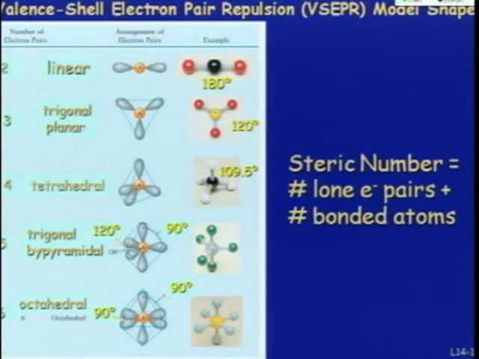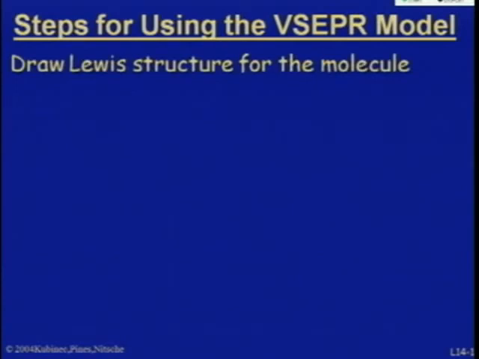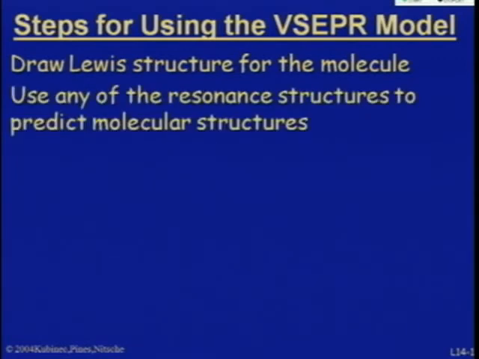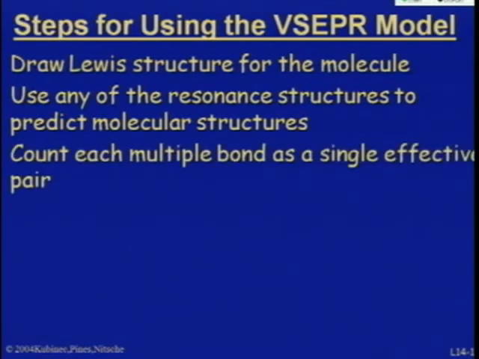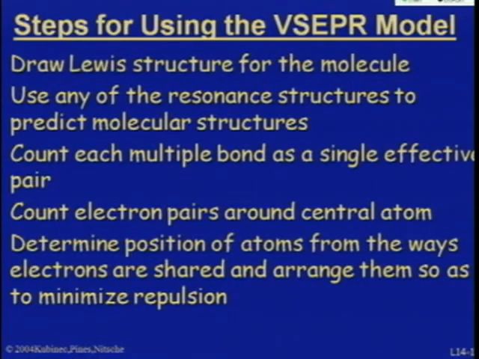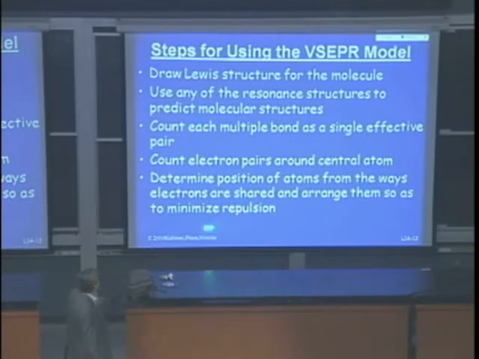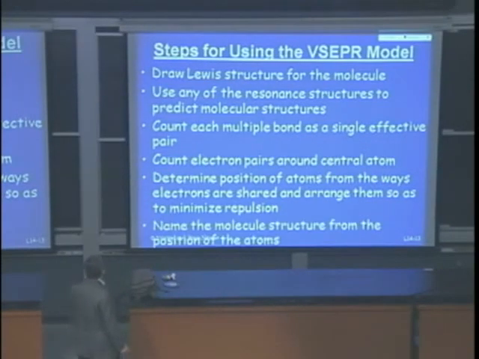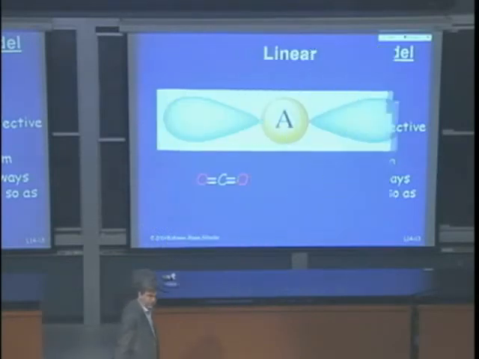And with this, there are some rules, and I'm going to give you the rules. We say you draw the Lewis structure for the molecule. That's what you know now very well. No big deal anymore. Use any of the resonance structures to predict the molecular structure. Resonance goes back and forth, so use any of them, okay? To predict the molecular structure, you count each multiple bond as a single effective bond. So if you have double bonds, you count it as 1 in the steric number. Count the electron pairs around the central atom, the free electron pairs, and determine the position of atoms from the ways electrons are shared and arrange them so as to minimize repulsion. This is something we still need to talk about. Sounds very loaded, but it's not, okay? Name the molecular structure from the position of the atoms. So it could be whatever it is, and you will learn how to do that. So let's go through this.